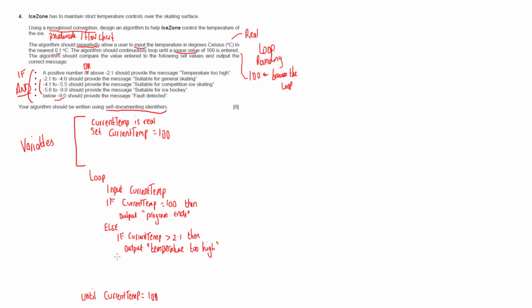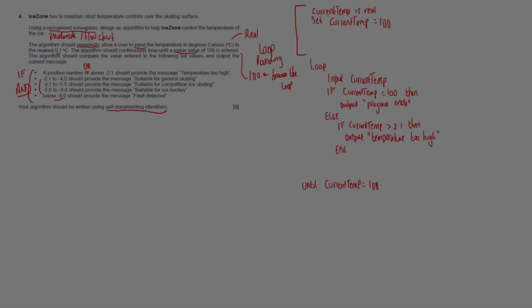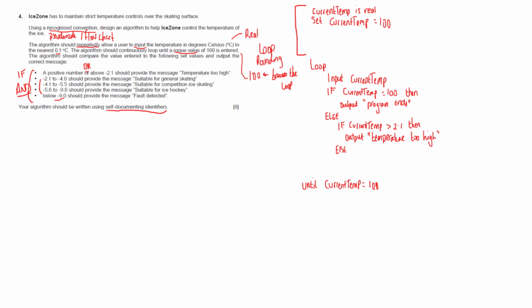Now I know I'm going to run out of space, 100%, I guarantee that. So what I'll do is I'll write else in here, and I'll move this for you so you can see it a little bit better. There we go. And now what we'll do is I'll just tick this one off and move down to the next one. Because once we've checked that the current temp is greater than 2.1, that should be negative 2.1 as well. I'll just check the question, negative 2.1, then the temperature is too high.